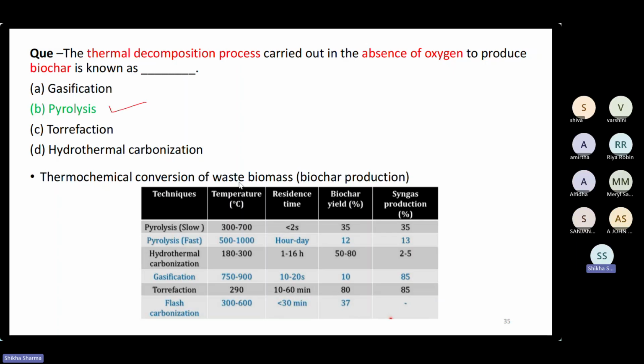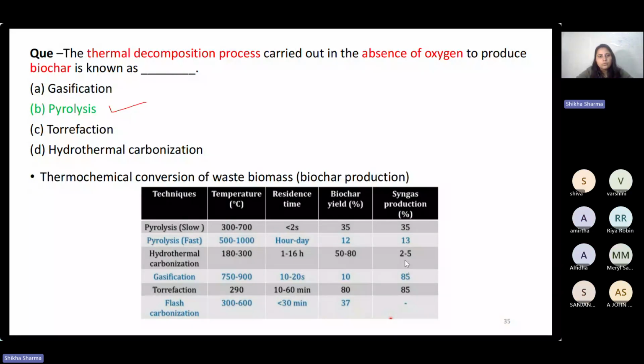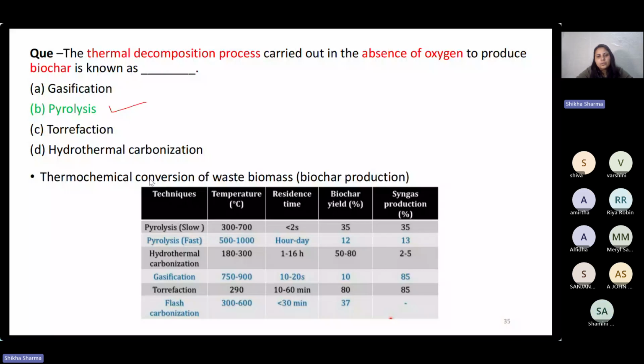For the thermochemical conversion of waste biomass for biochar production, there are different processes where, with the help of heat, we can convert the waste into different products. We can use pyrolysis, slow pyrolysis, fast pyrolysis, hydrothermal carbonization, gasification, torrefaction, and flash carbonization. By using different methods, there is a different biochar yield and syngas production at different temperatures and residence times.